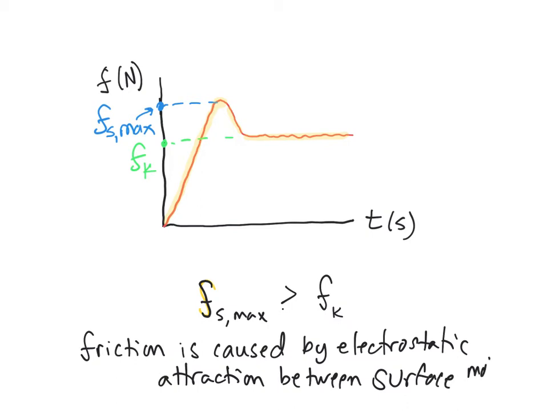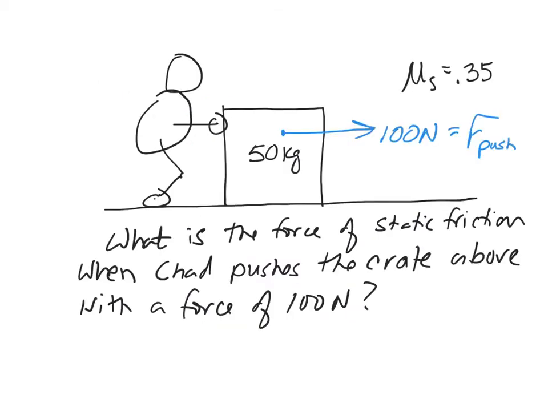Surface molecules. Okay, so here's an example of how static friction is a lazy force. We've got Chad pushing this 50 kilogram crate. He's got a 100 Newton force that he's pushing it with. We want to figure out what is the force of static friction when Chad does that. What's the force of static friction when Chad pushes that thing?